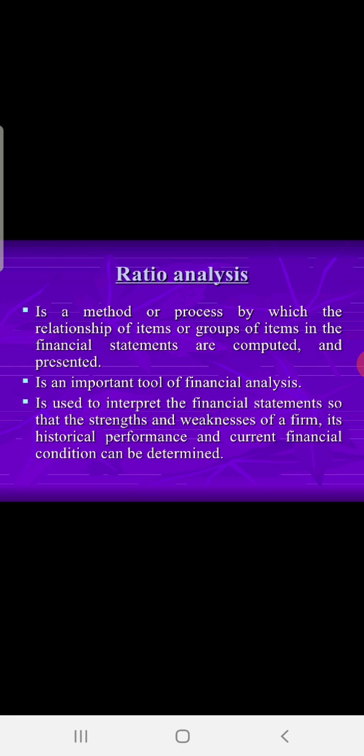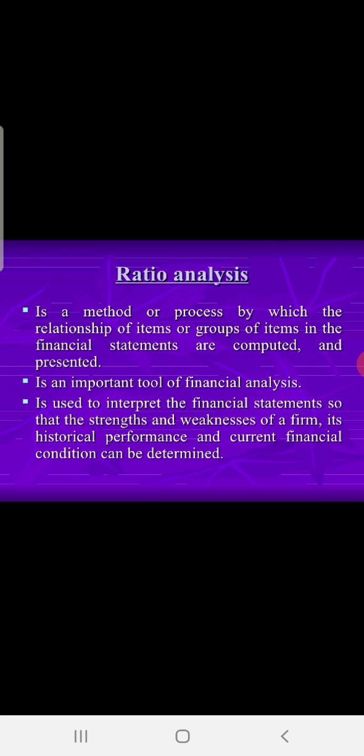It is the method or the process by which the relationship of an item or a group of items in the financial statement is computed and presented. It means that if you want to assess any business unit in one shot, in one number, it can be done with the help of ratio analysis. It is nothing but the comparison of financial items with other financial statements. It is an important tool for financial analysis.